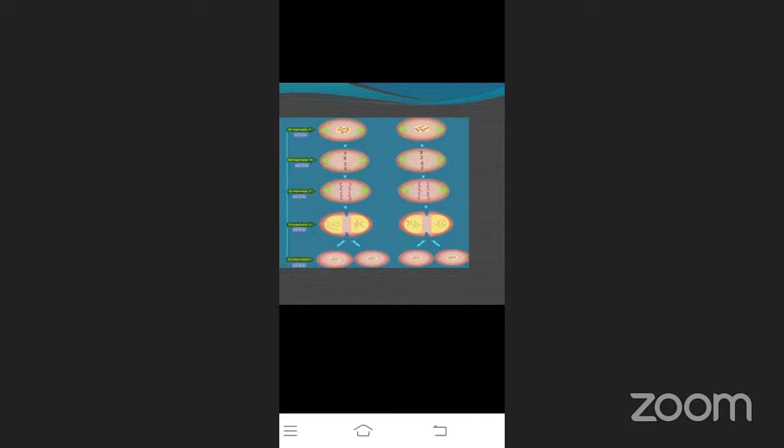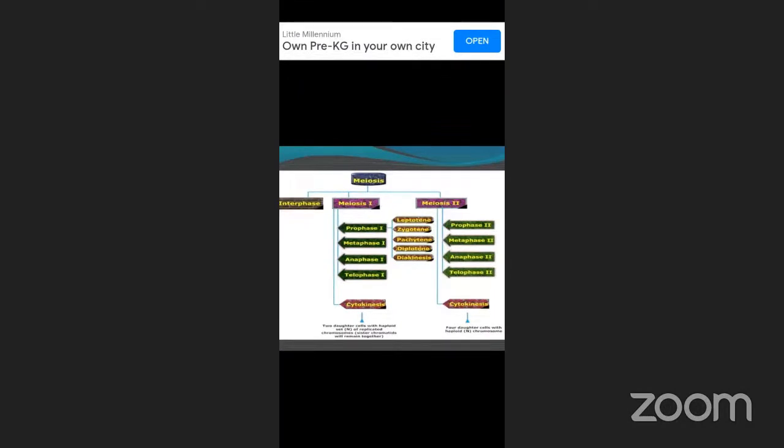So that is meiosis one. Similarly, here prophase, metaphase, anaphase, and telophase are there. See here. Prophase one is the longest phase of meiosis. It takes about 12 to 24 hours to complete this phase. This phase is further divided into five subphases: leptotene, zygotene, pachytene, diplotene, and diakinesis.